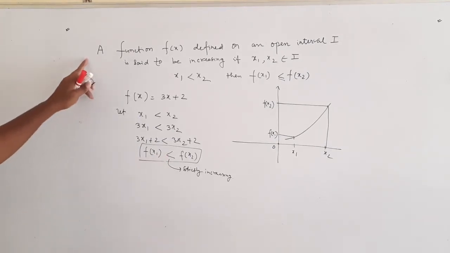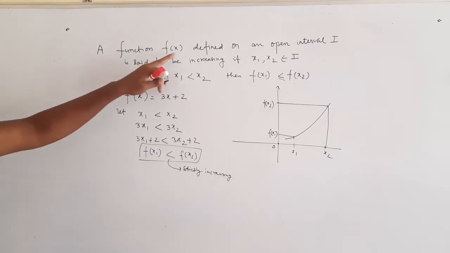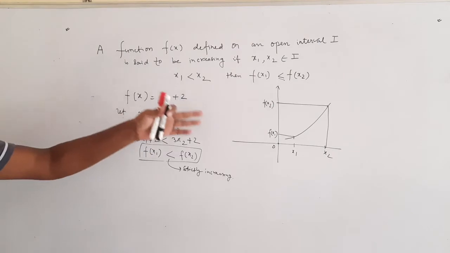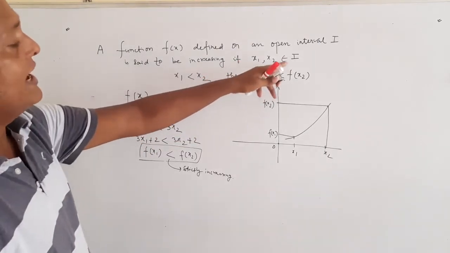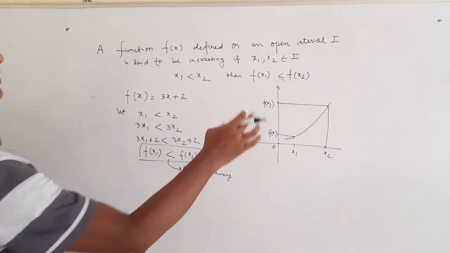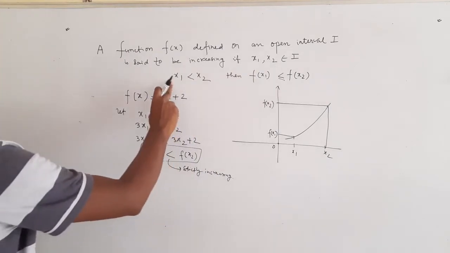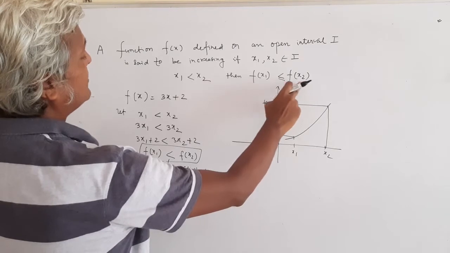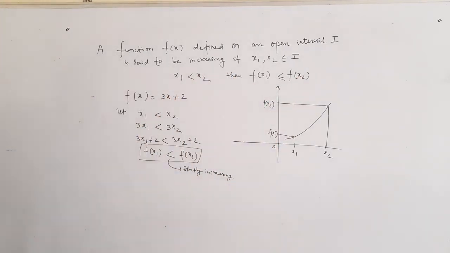So the definition goes like this: f(x) defined on an open interval I is said to be increasing if for any two elements x1, x2 taken from the interval I, if x1 is less than x2, then the value of the function f(x1) is less than or equal to f(x2). This is the definition. Same thing we can say for a decreasing function also.